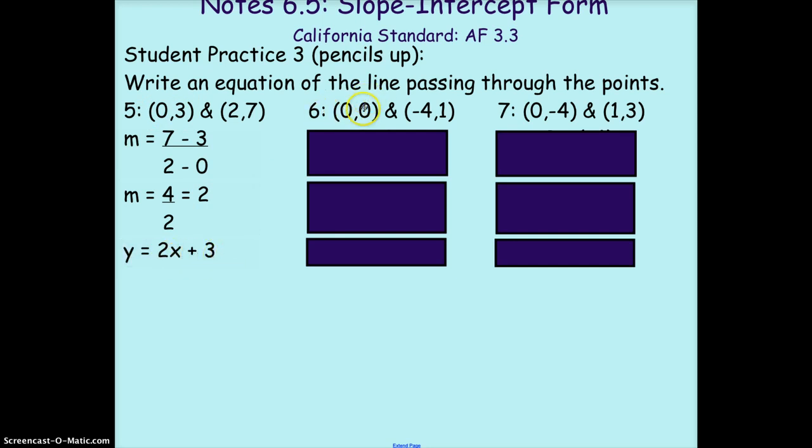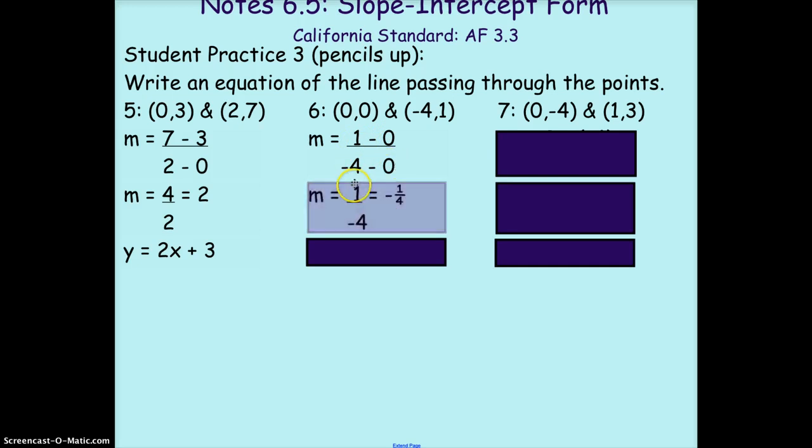Here, when x is 0, y is 0, so the b is nothing. There is no b. And now to find the slope, I use my slope formula. 1 minus 0, -4 minus 0, 1 over -4, which is -1/4. Okay, and notice I have y equals -1/4 x plus, I didn't write plus anything because there's nothing to write. Okay, if you had written plus 0, it would be okay, but you do want to take it one more step farther and get rid of that, because you always want to simplify all the way.